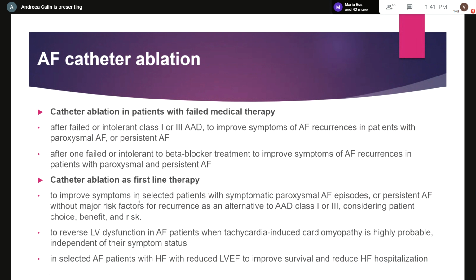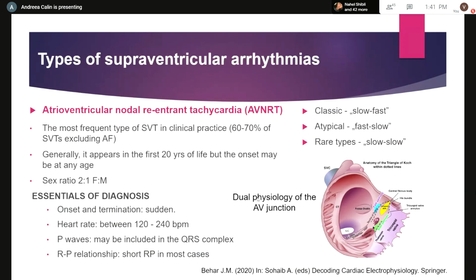And as first-line therapy in some patients, to improve symptoms in selected patients that have paroxysmal atrial fibrillation episodes or persistent episodes without major risk factors for recurrence, and to reverse LV dysfunction in AF patients when there is a tachycardia-induced cardiomyopathy, and in selected atrial fibrillation patients that have heart failure with reduced ejection fraction, to improve survival. So, this was all about atrial fibrillation.